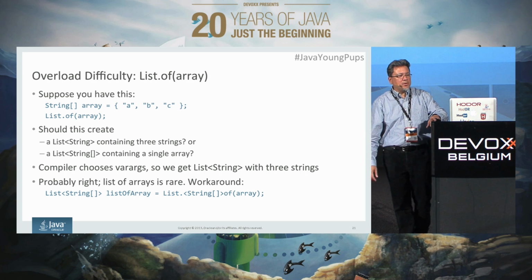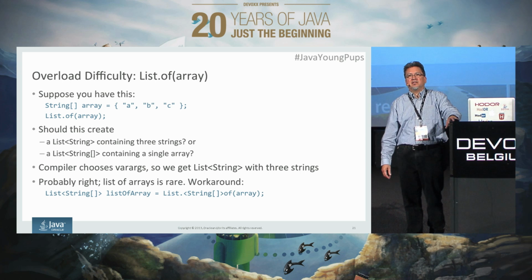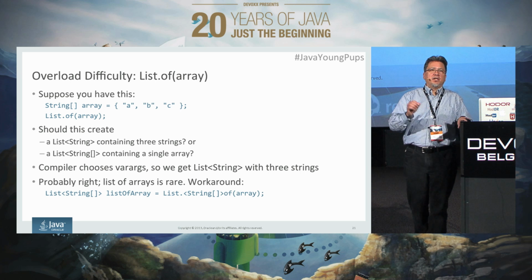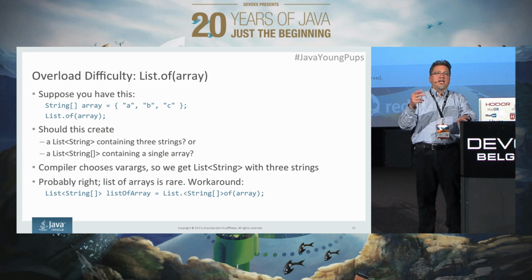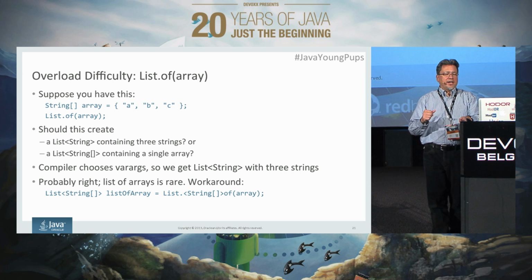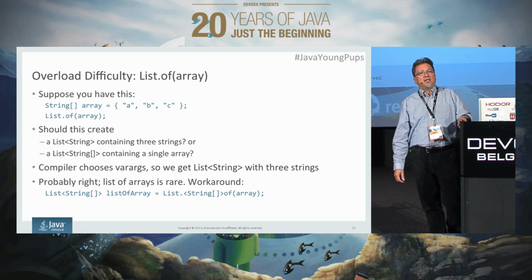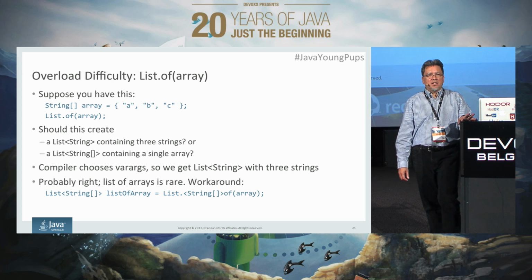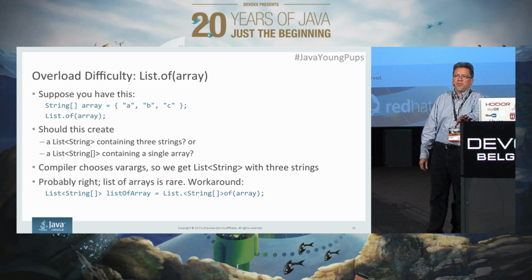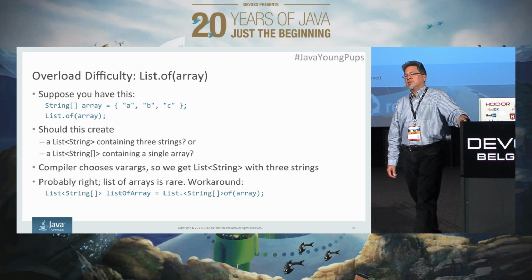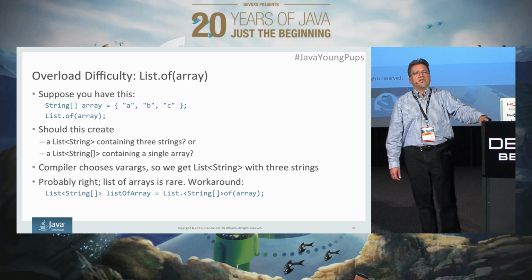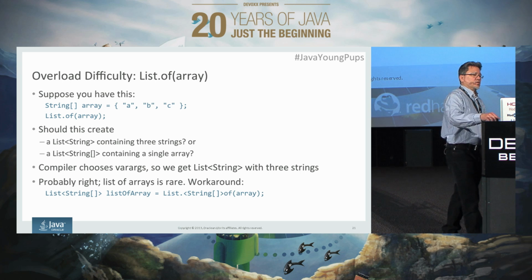Suppose you create an array of strings, and then you pass that to list.of. It's kind of similar to list.of null, but if you pass an array, it still matches two things. If you pass an array of 3 strings to list.of, what could that mean? It could mean 2 things. It could mean create a list that contains 3 strings, or it could mean create a list containing 1 element, which is the string array itself. And so which is it?